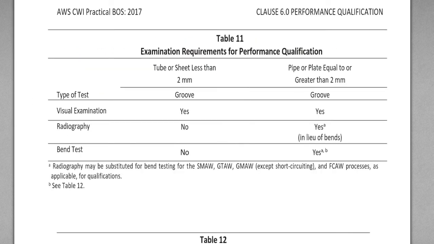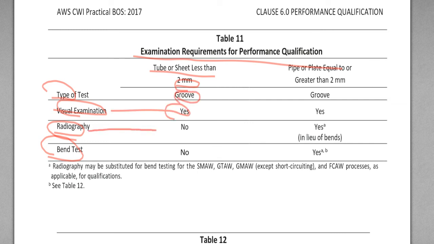So Table 11 is examination requirements for performance qualification. Type of test: visual examination, radiography, RT, and bend test. For tube or sheet less than 2 mm, groove weld, visual examination, yes, but radiography, RT, and bend test are not required. Pipe or plate equal to or greater than 2 mm.